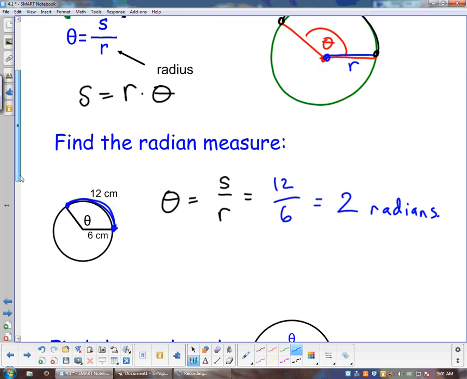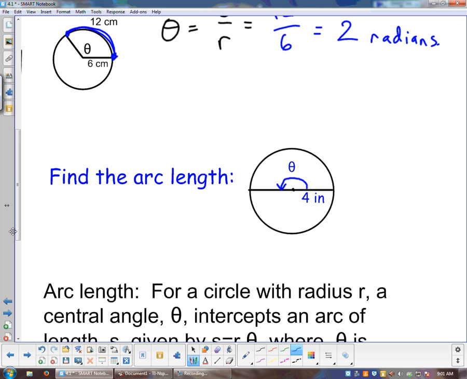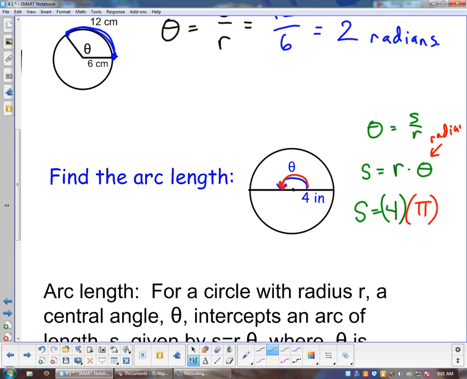All right. Let's take a look at another example. Find the arc length here. Well, the arc length here is going to be S, and our formula is S equals R times theta. Again, that comes from theta equals S over R. So if we're trying to find the arc length, I can plug in the radius of 4, and theta, well, I know that theta is 180 degrees, right? From here all the way around is 180 degrees, but we also know that that's pi radians, and we have to use radians for this formula. All right, must be in radians, okay? And so we would get that the arc length is 4 pi.